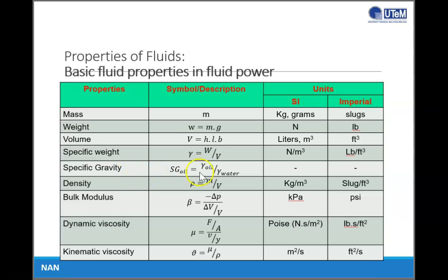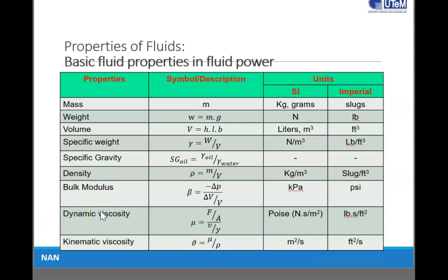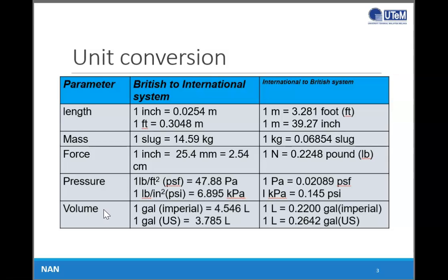Specific gravity has no unit. Density: kilogram per meter cube. Bulk modulus: kilopascal. Dynamic viscosity: poise or Newton second per meter square. And kinematic viscosity: meter square per second. Next is unit conversion. This unit conversion was already explained in the previous lecture.